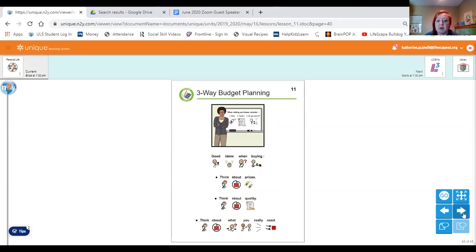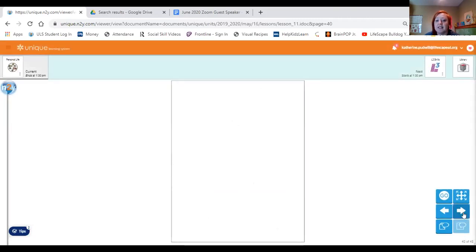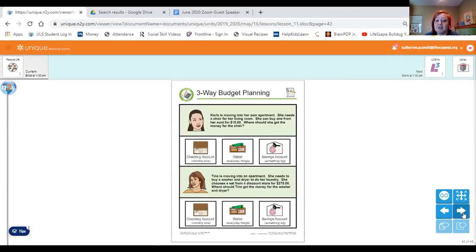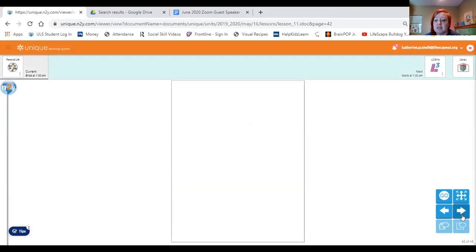So good ideas to think about when you're buying things. Think about prices, think about quality, and think about what you really need. You also have to think about what expenses you might have in the future. These are three-way budget planning activities, and these are things that you can read through on your own on the student view and decide where Carla or Tina should get their money for different activities.